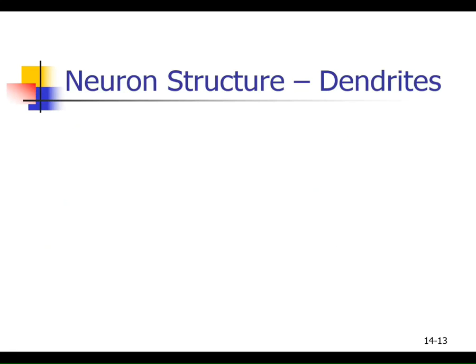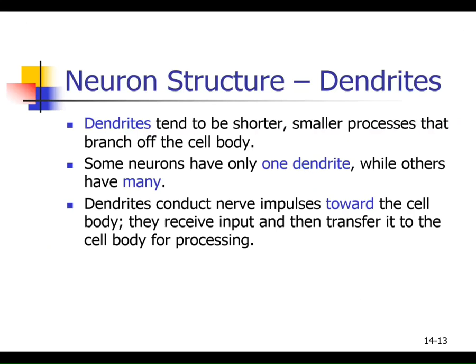So let's first talk about these dendrites. These are these little tree-like branches. They tend to be kind of short, relatively small. Some neurons will only have one dendrite, but the vast majority will have many. In fact, we know that some neurons will have as many as 100,000 dendrites. So when you're looking at pictures of the nervous system, they're always going to draw these cute little neurons with 5 or 6 little dendrites. But keep in mind, that's way oversimplified. Most neurons will have thousands, tens of thousands, even as many as 100,000 of these dendrites.